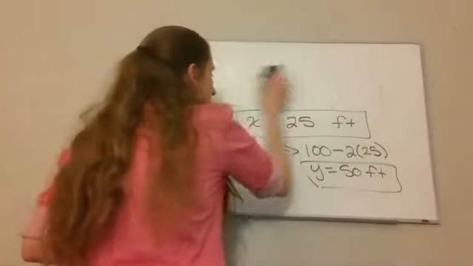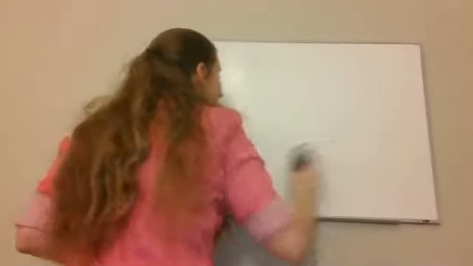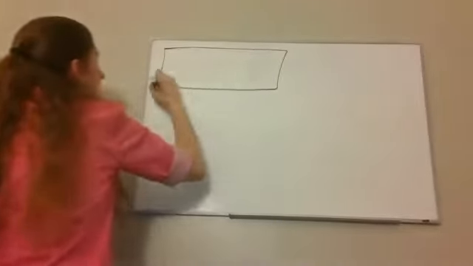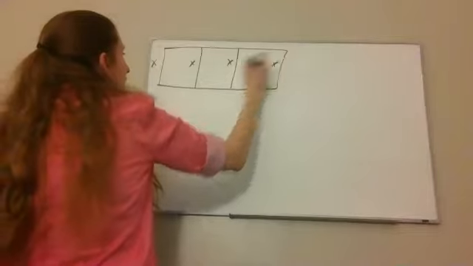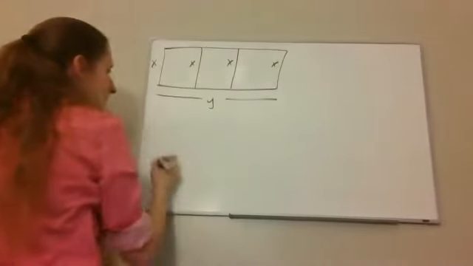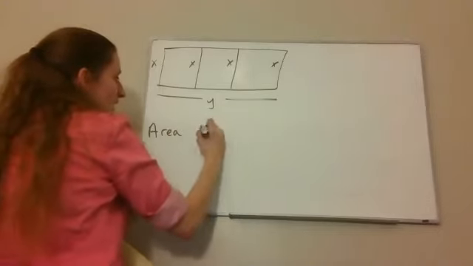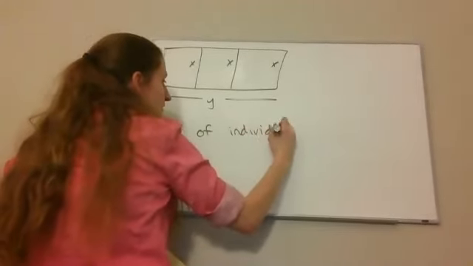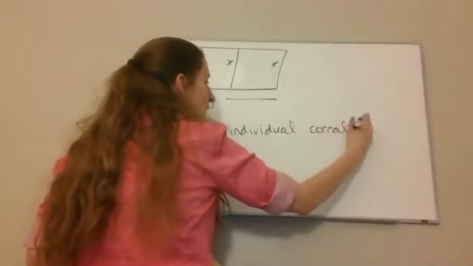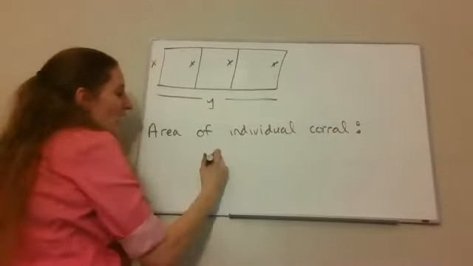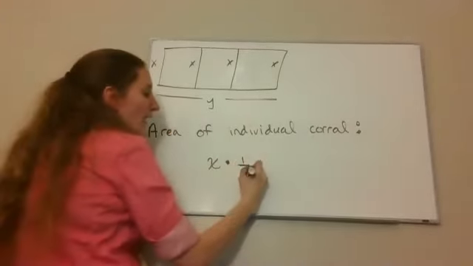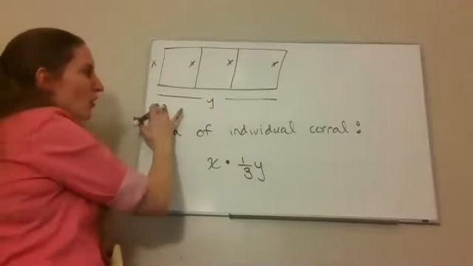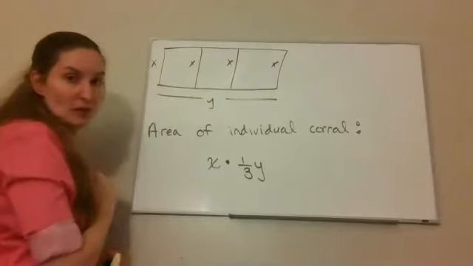The last thing they wanted me to calculate was the area of an individual corral. So remember what the picture looked like. We had x, x, x, x, and y all across the bottom. The area of an individual corral, so just one of the 3 rectangles, I have an x for one side times 1/3 of y. Because y is all the way across and it's been divided into 3 separate corrals.